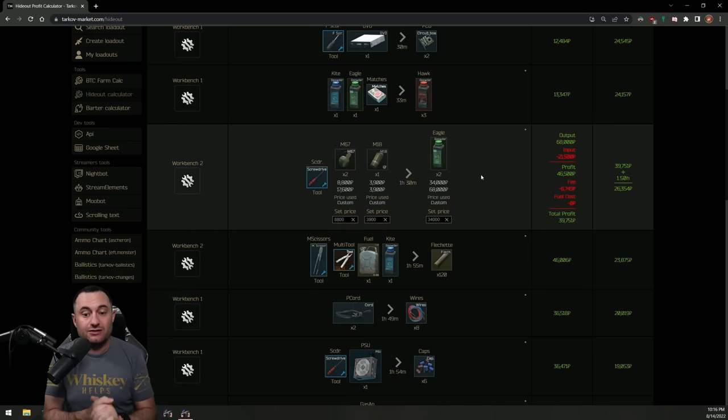Then you sell your Eagle or your green gunpowder for 34,000 rubles. This is going to net you about 26,000. And the thing that's so nice about this craft is you can just buy the components off the trader. The prices aren't ever fluctuating. It's kind of a lazy man's craft, if you will. And that's why I like it, because it's an easy cycle.